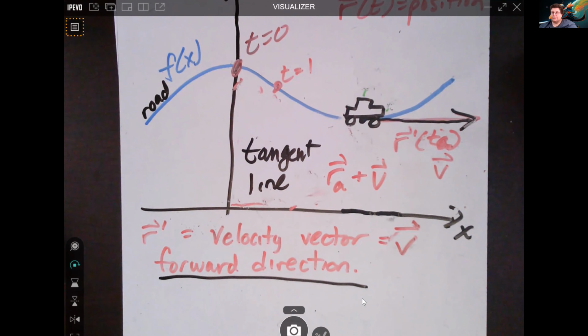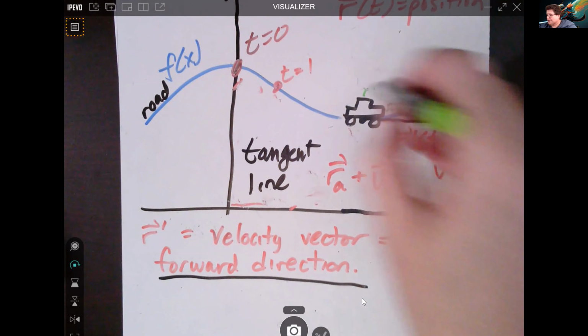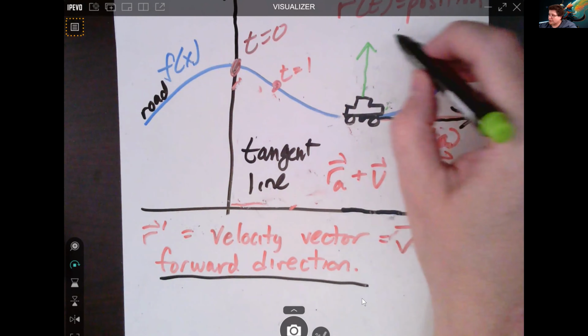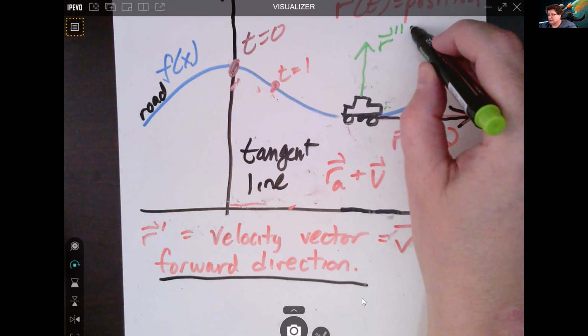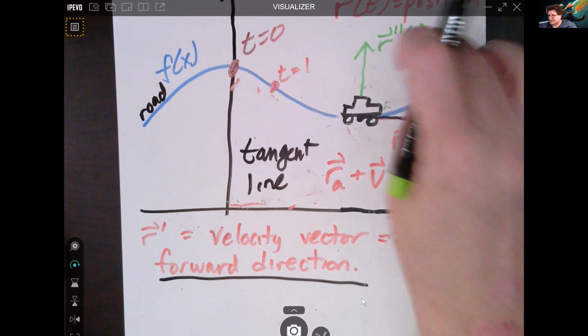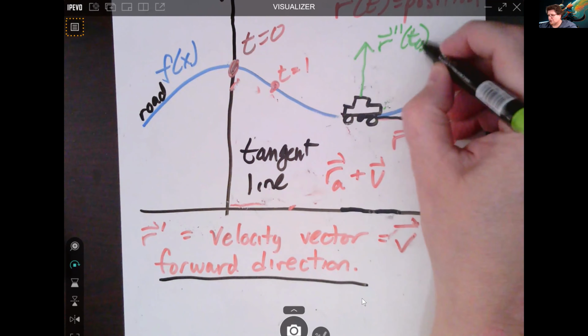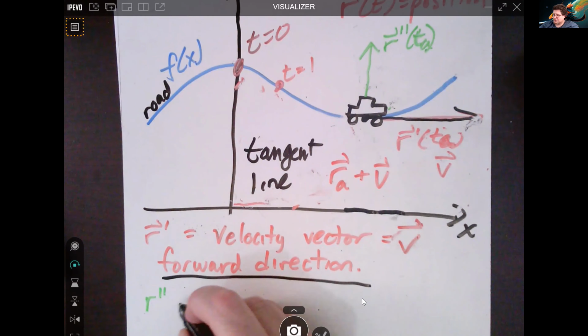I'm on a curve though, so I have some acceleration going inward. We're not going in a straight line. There is some form of acceleration going in this direction. R double prime is going to be pointed in this direction. Since I'm doing this at time t A, that's R double prime of t A. R double prime is an acceleration vector.